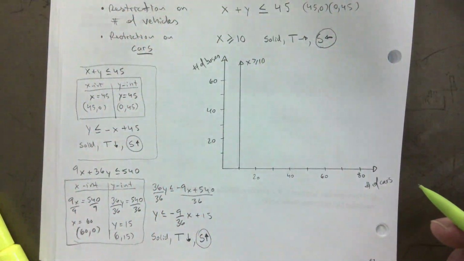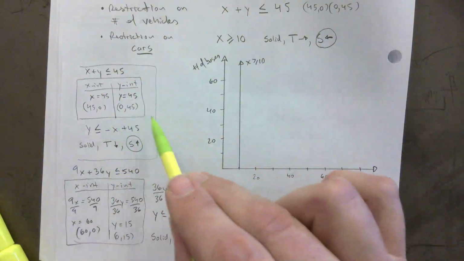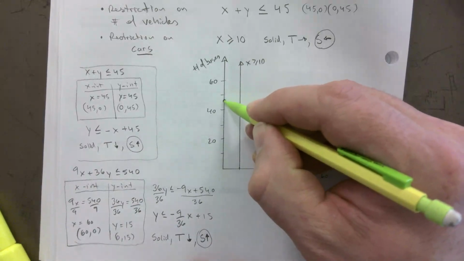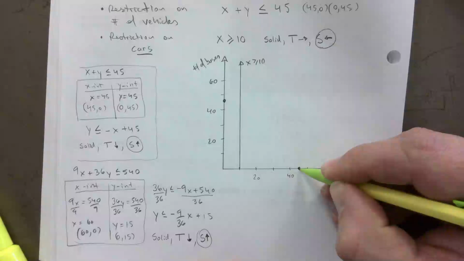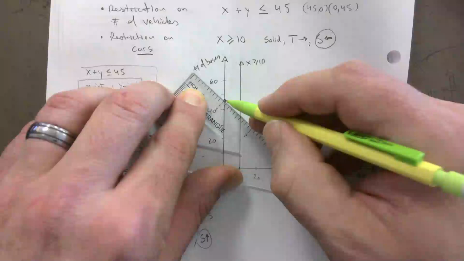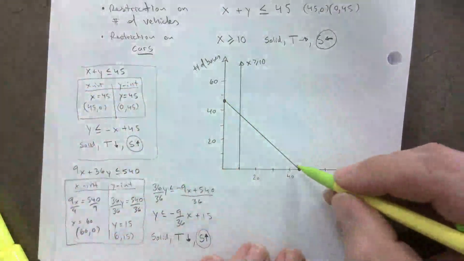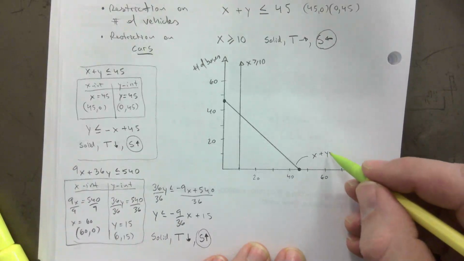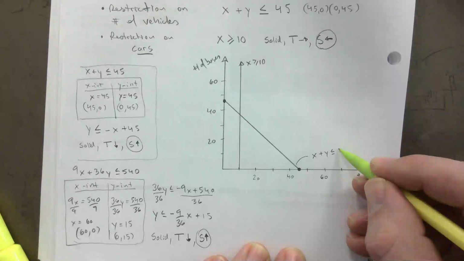Got that one. The next one is 45 and 45. So 45 on the y-intercept and 45 on the x-intercept, also a solid line. Boom, right? Call this x plus y is less than or equal to 45.